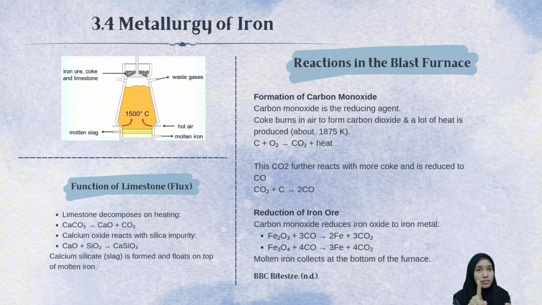Let's not stop right there. Carbon dioxide is going to react further with more coke to get carbon monoxide, CO. The carbon monoxide is going to reduce iron oxide to iron metal. This is the reduction of iron ore. Like I said, carbon monoxide is a reducing agent, so it reduces iron oxide to iron metal: iron(III) oxide reacts with carbon monoxide, and we get pure iron and carbon dioxide. The molten iron is collected at the bottom of the furnace.